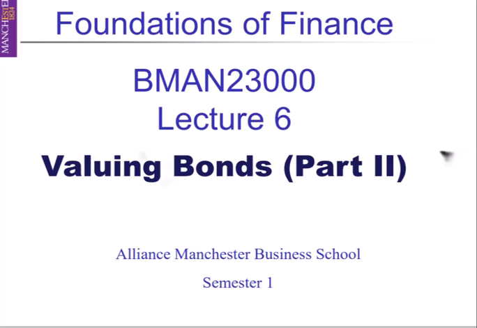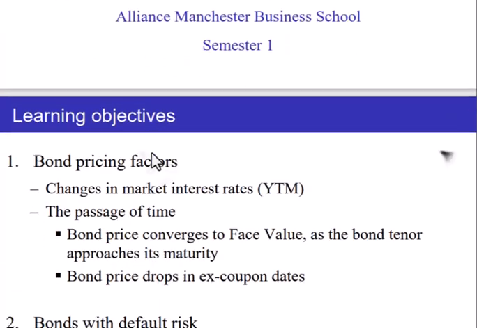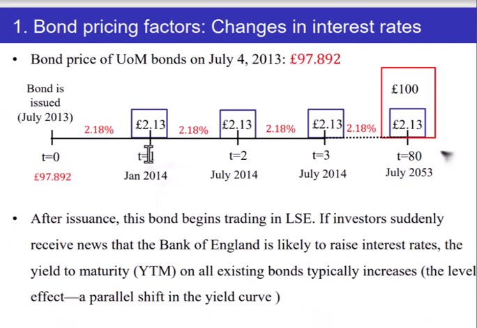If I give you some overview about the second part of the lecture, we first talk briefly about how changes in interest rate or yield to maturity can affect the bond price. So in this example, we assume that the Bank of England raised the interest rate that will increase the interest rate for all. It's called level effect.